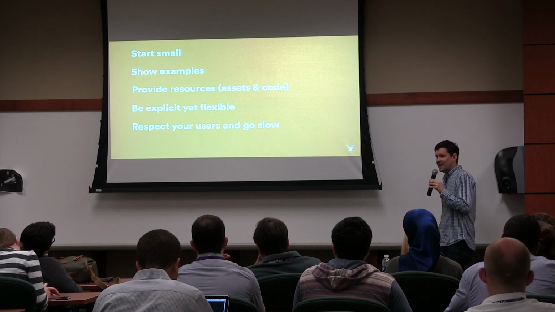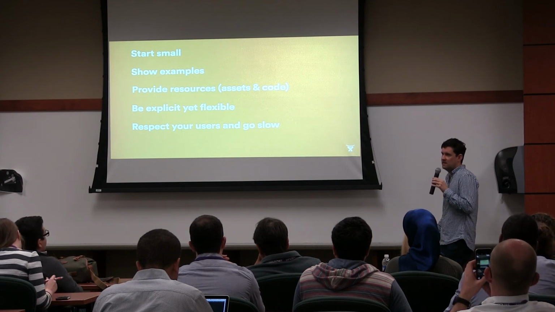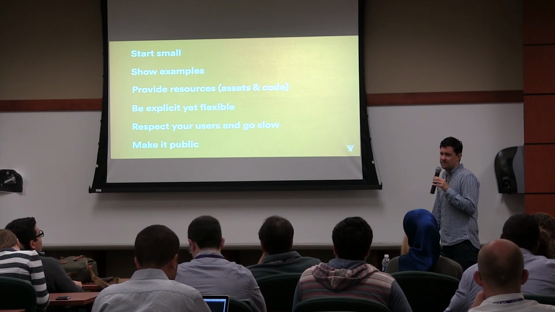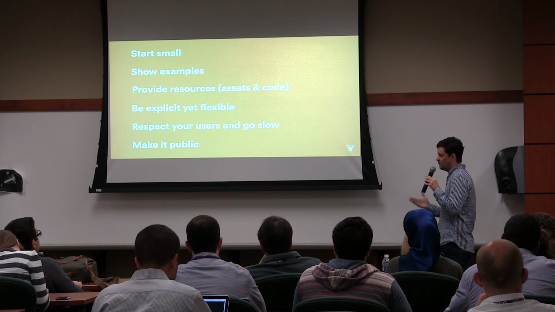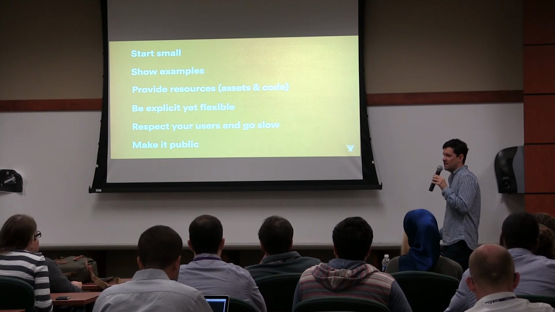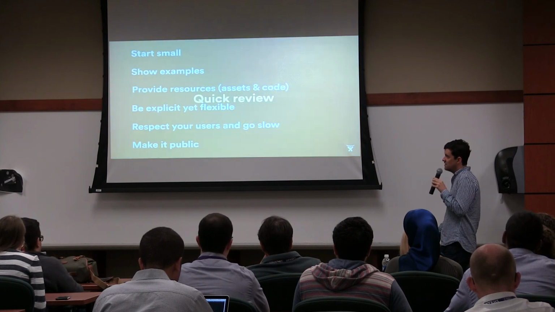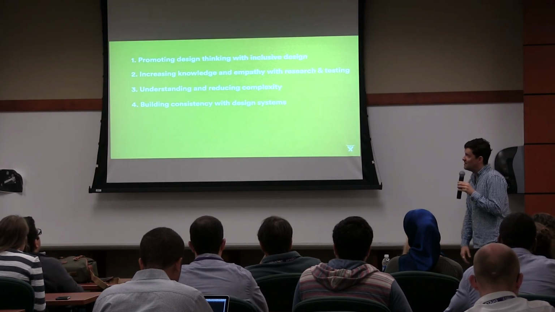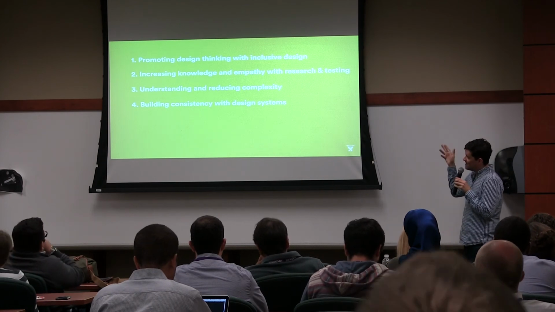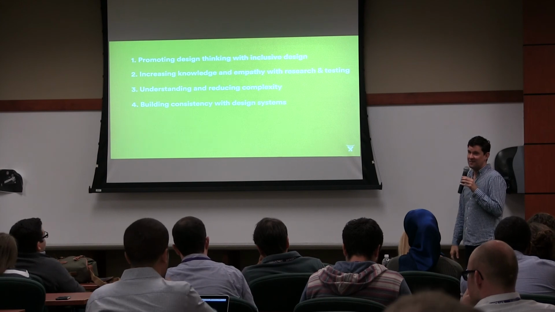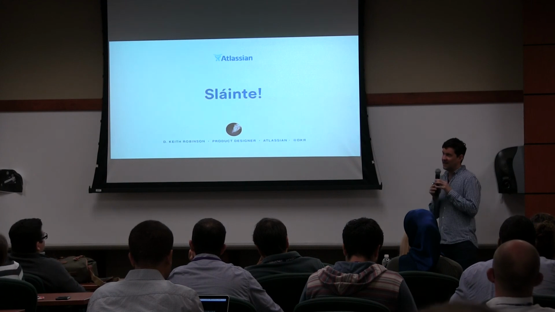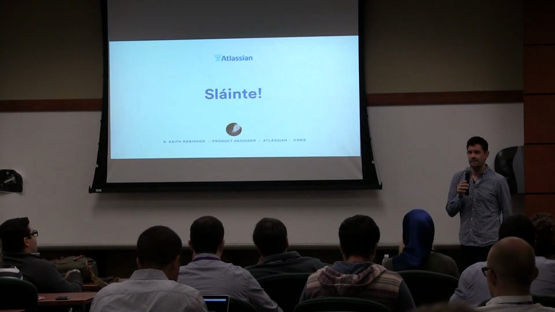You don't want to roll everything out all at once. A big change can be hard on your users. And then making it public is kind of an accountability thing. If it's public, your users can see it and understand where you're going with it. It's also good publicity if you're trying to promote it throughout your organization. So, just real quickly, I've covered inclusive design, research and testing, complexity and design systems. I know I covered a whole lot of stuff. Hopefully you aren't really worn out, but that's me. Thank you very much, and I've got a couple minutes for questions if anybody has any.